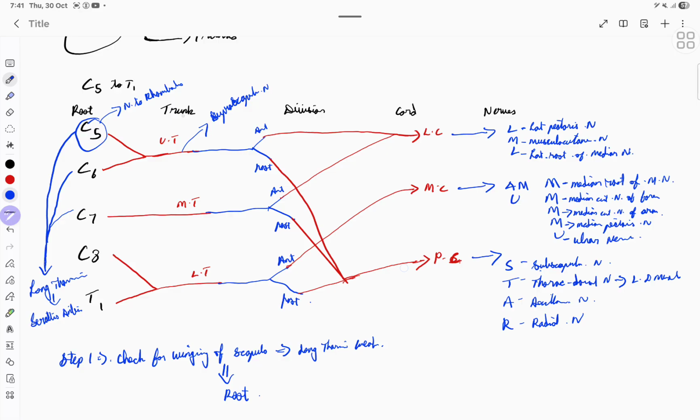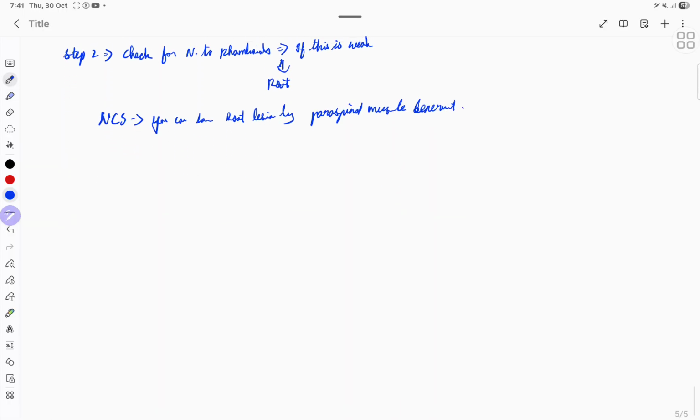Now we will move to trunk localization, upper trunk localization using the suprascapular nerve. The suprascapular nerve supplies two muscles, supraspinatus and infraspinatus. To check supraspinatus, we ask the patient to start with the arm by the side, then initiate abduction for the first 15 degrees. If there is weakness or pain, suspect suprascapular nerve weakness and place the lesion in the upper trunk.